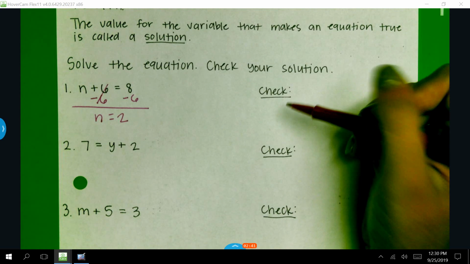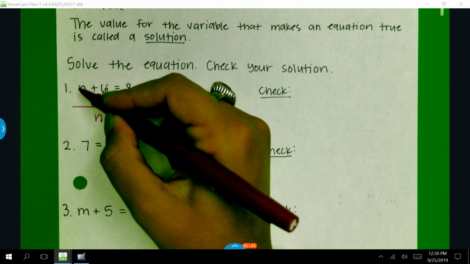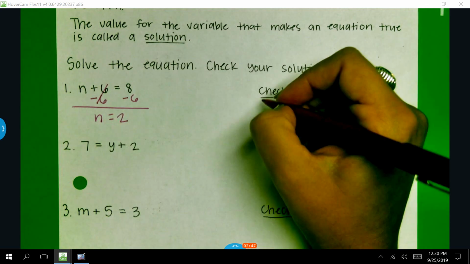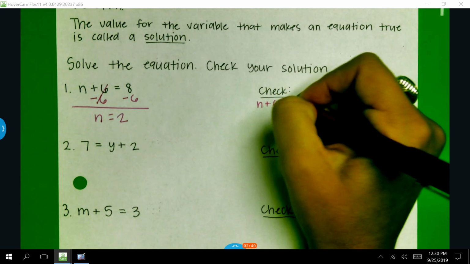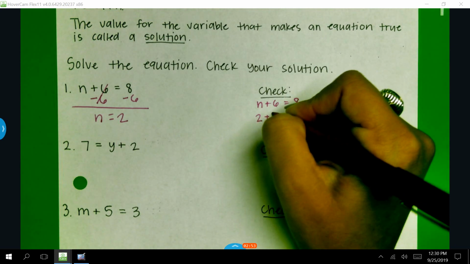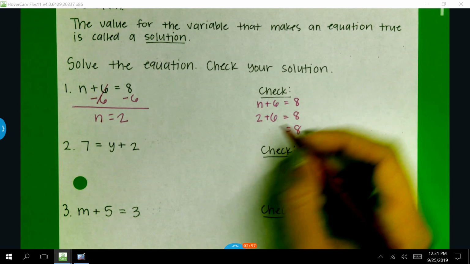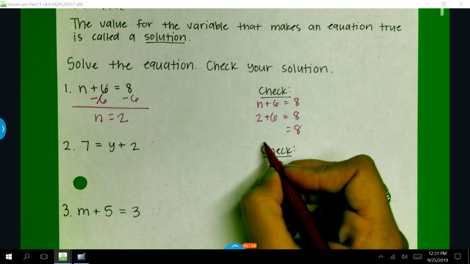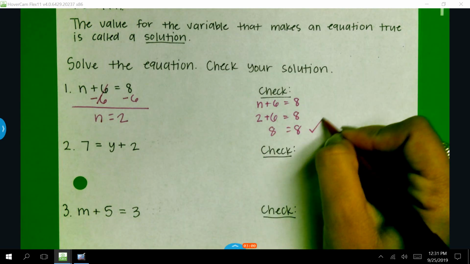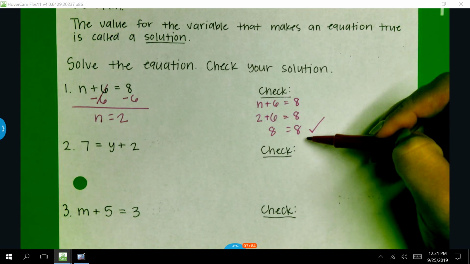By checking it, that means you're taking this original equation and you're plugging that answer back in for the n. So I still have n plus 6 equals 8, but I said that n is 2, so we're going to see if it is. So 2 plus 6 equals 8. Does 2 plus 6 equal 8? Yes. So you're making sure that the whole left side is completely equal to the right side.